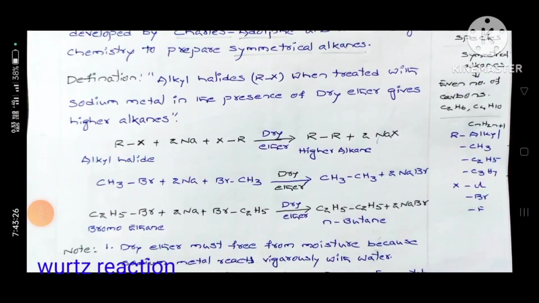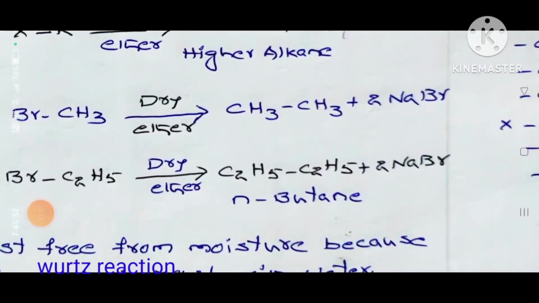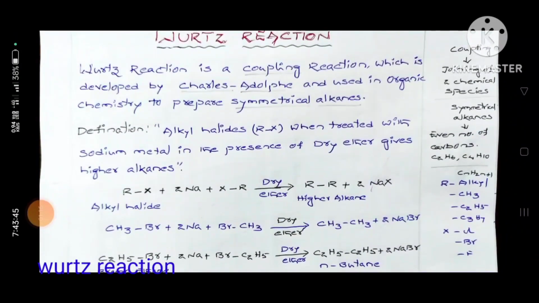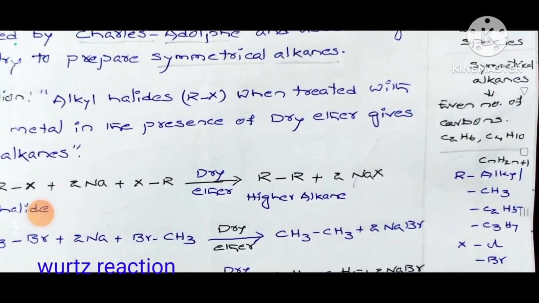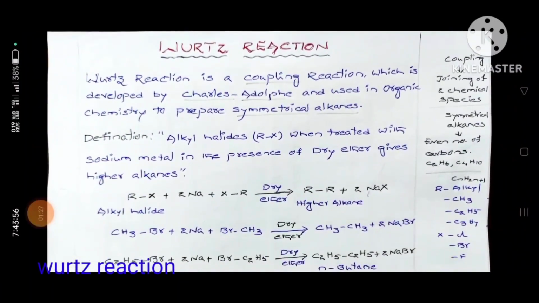Similarly, when bromoethane, that is C2H5Br, reacts with sodium metal in the presence of dry ether, it gives n-butane. Here n-butane stands for a higher alkane. So finally, Wurtz reaction is used for the preparation of higher alkanes, and also for the preparation of symmetrical alkanes only. Symmetrical alkanes means organic molecules containing an even number of carbon atoms.